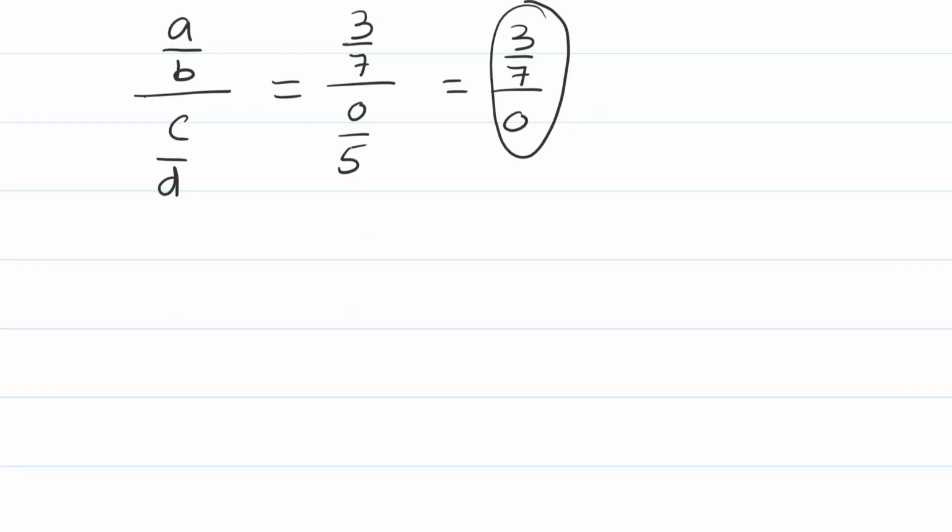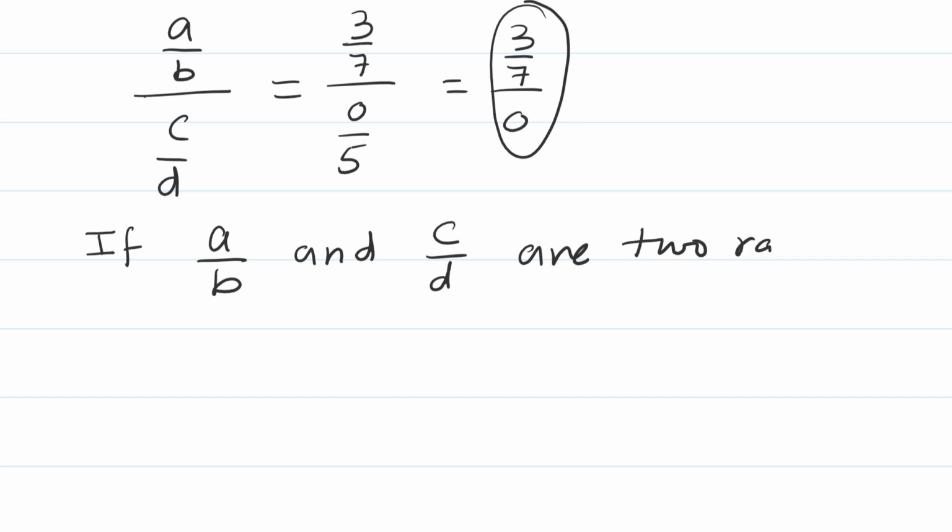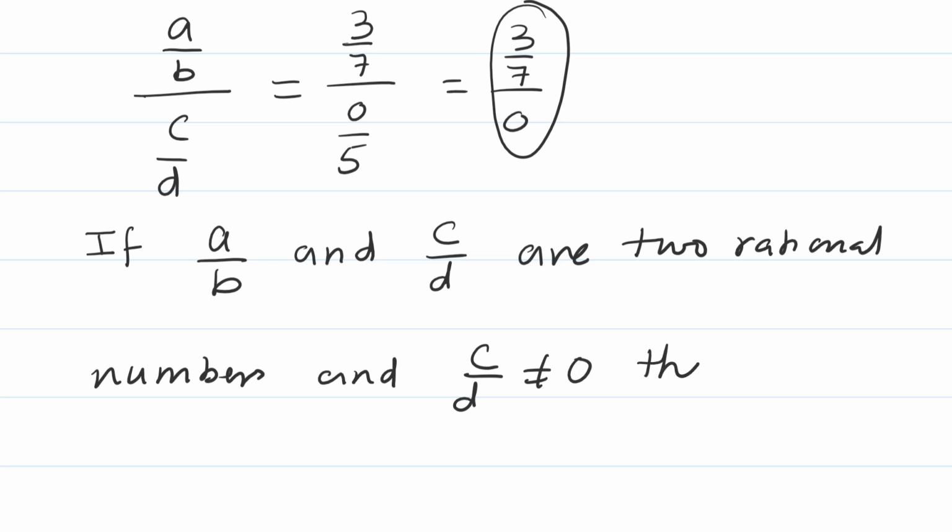If we exclude this number 0, then we can write the statement as, if A upon B and C upon D are two rational numbers, and C upon D is not equal to 0, then A upon B divided by C upon D is rational.